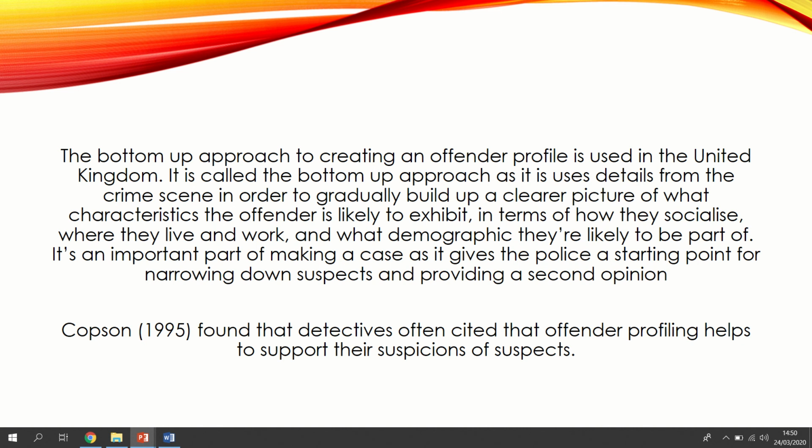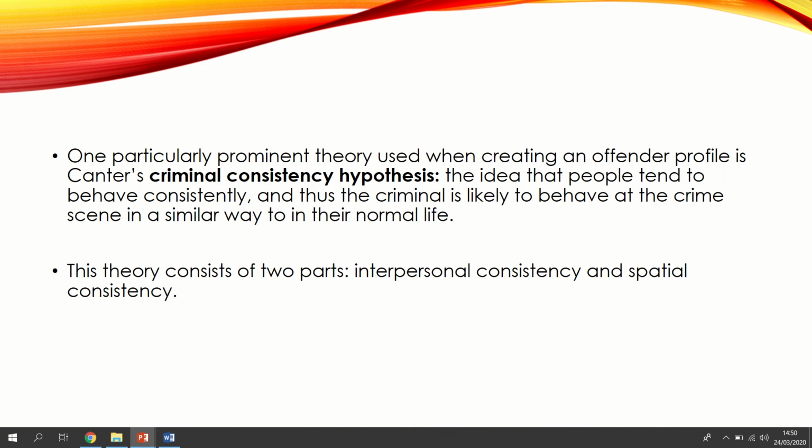Copson in 1995 found that detectives often cited that offender profiling helps to support their suspicions of suspects, which is good because it gives you a lot of information about the potential suspect. One particularly prominent theory used when creating an offender profile is Canter's criminal consistency hypothesis. This is basically the idea that people tend to behave consistently, which means they act the same way each time, and therefore a criminal is likely to behave at a crime scene in a similar way to how they behave in their normal life. And this is why we look at the evidence at the crime scene, and that tells us a lot about the person.